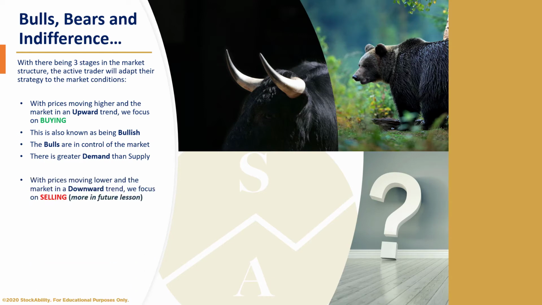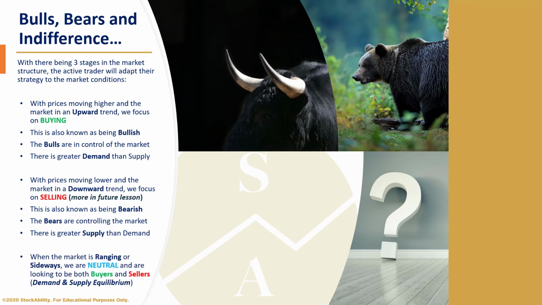Now, on the flip side of this, with prices moving lower, and if the market's in a downward trend, we would focus on selling. Now, you're thinking, well, okay, what do you mean by that? Well, more in future lessons. But if we have a negative downward belief about the market, we would be saying that we're bearish on the market, okay? You might hear the bears are controlling the market in an instance like this as well. And this is where we see that dynamic flipped, where now supply is greater than demand.